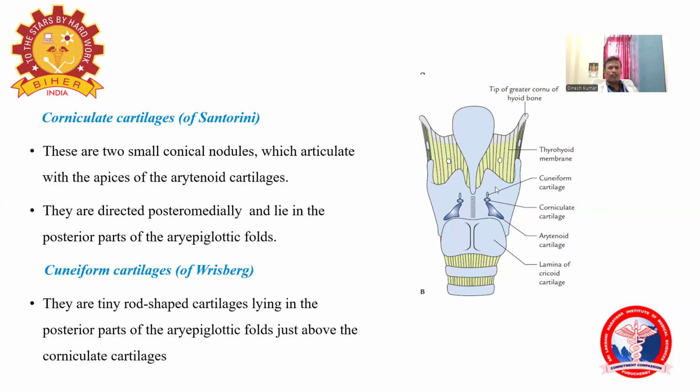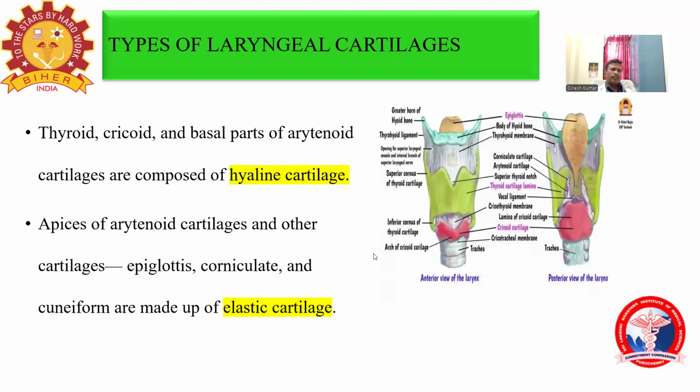These cartilages are present in the posterior aspect of the thyroid cartilage, and they form joints. The corniculate cartilage we call the cartilage of Santorini. The cuneiform cartilage is the cartilage of Wrisberg. These two cartilages are very important. These are all the unpaired cartilages.